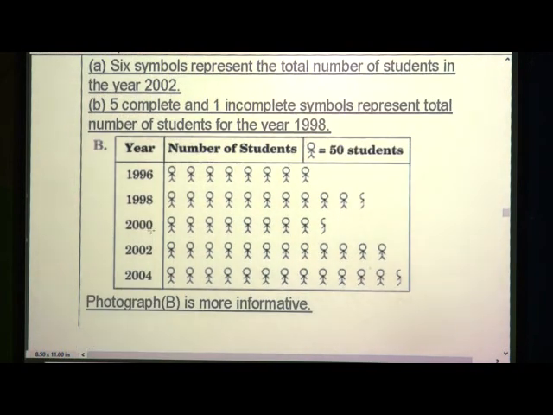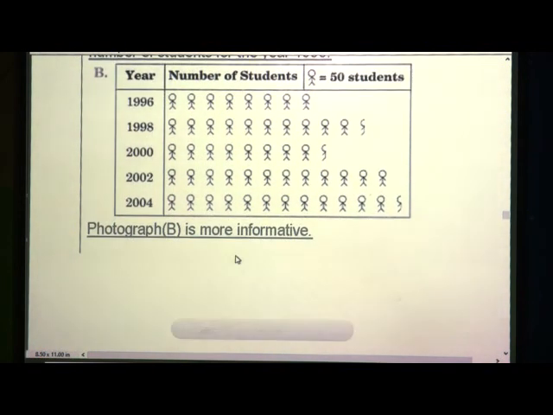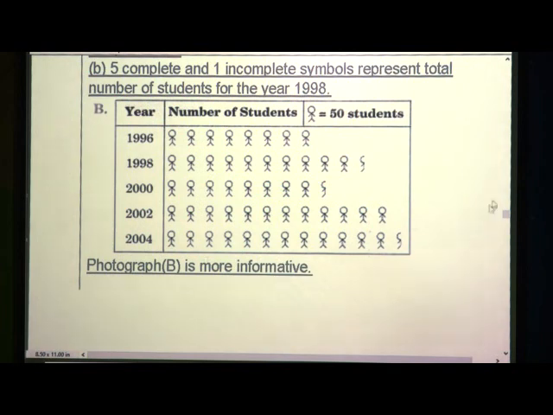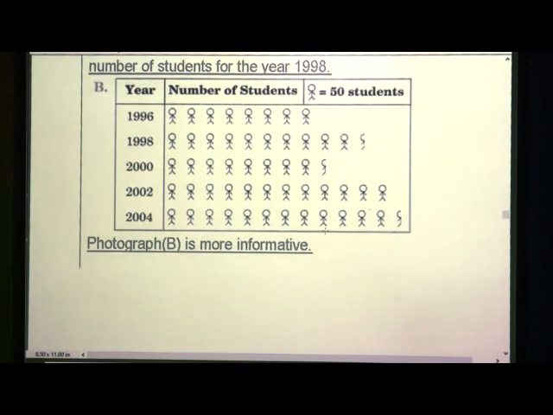In table B we can easily understand the number of students that are less than 550 or more than 550. So we can say that the pictograph where one symbol is equal to 50 students is more informative than the other one. So pictograph B is more informative.